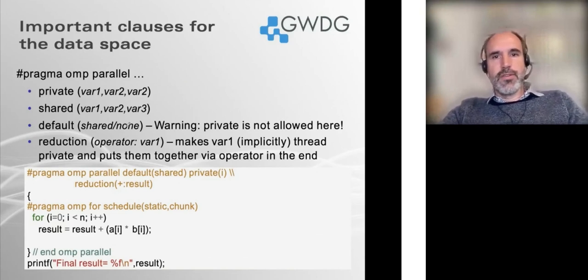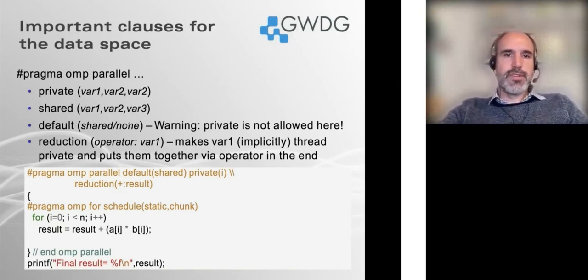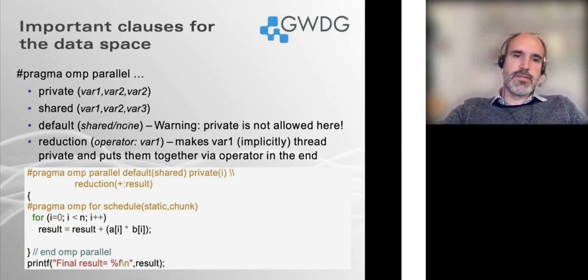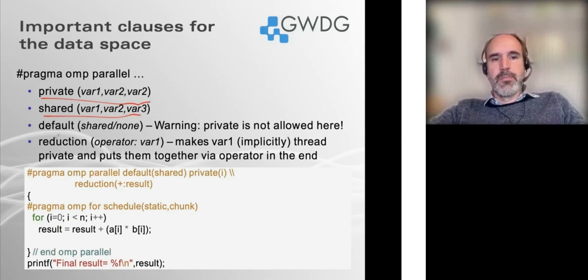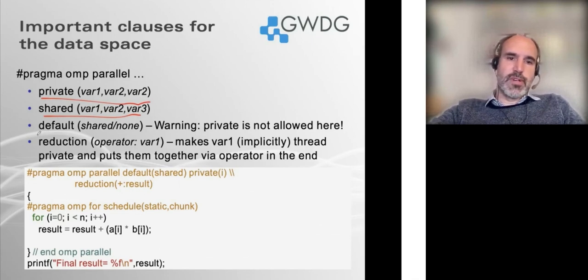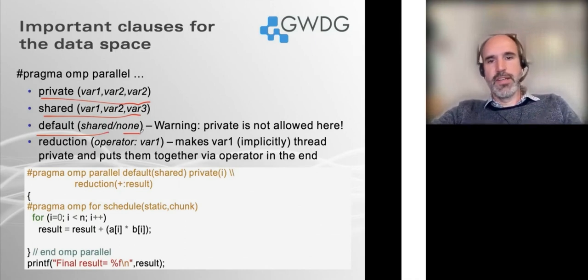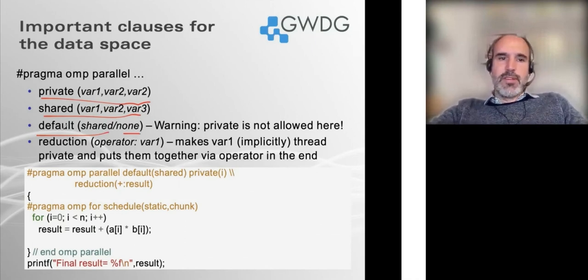For the clauses, we had some examples already, which are for the data space. We talked about that we have the possibility to say that we have a list of private variables. You can have a list of shared variables. But you can also define that something is by default either shared or by default none. So neither shared nor private. You cannot say by default private, this is not working. The compiler would complain. But you can put shared here.